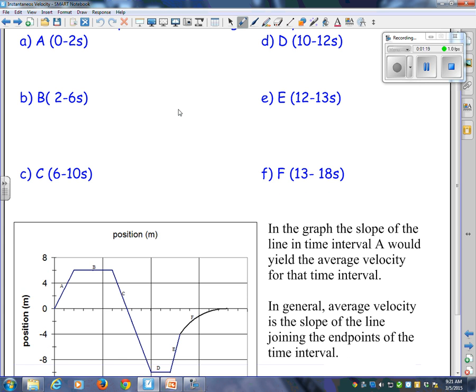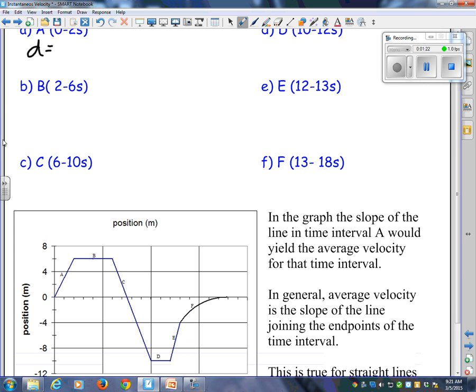0 to 2 seconds. So the displacement is going to be, I go from 0 to 6, so 6 minus 0, or 6. And the average velocity is d over t, which is, what's the d? 6. What's the time? 2. You don't even need a calculator for this. Did I just find the slope of the line? Yeah, I sure did.